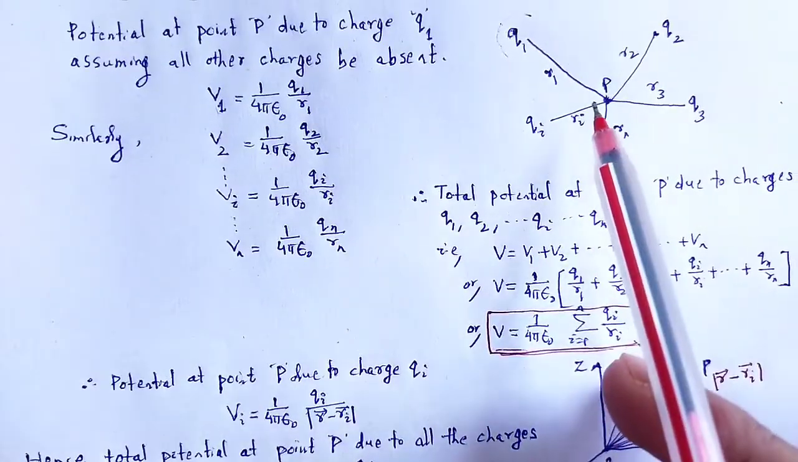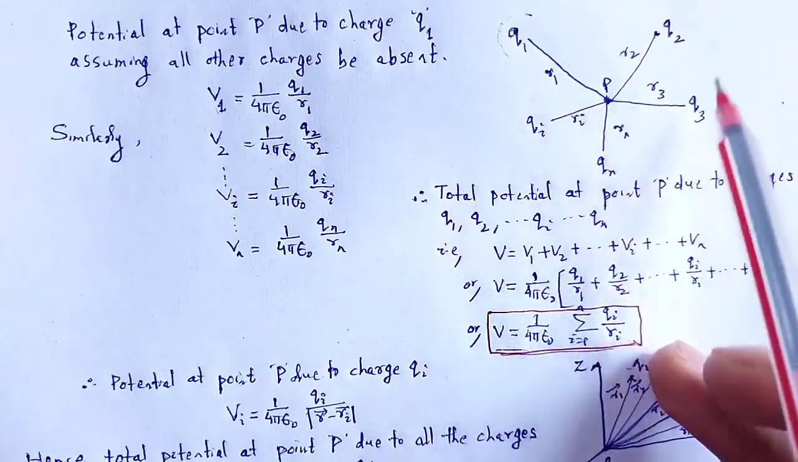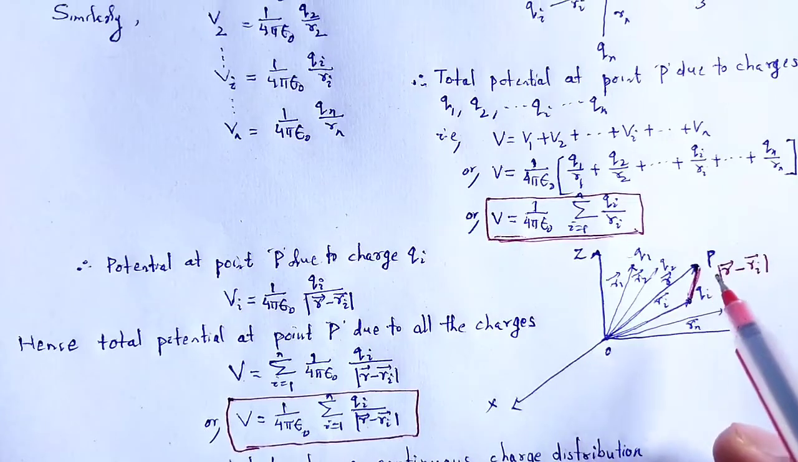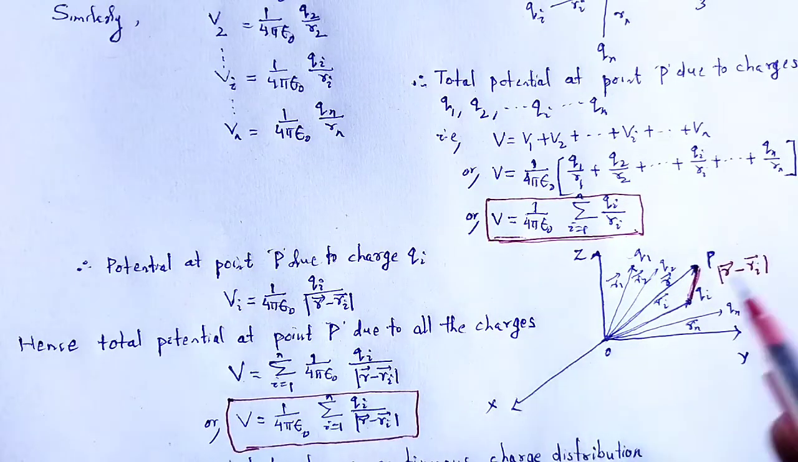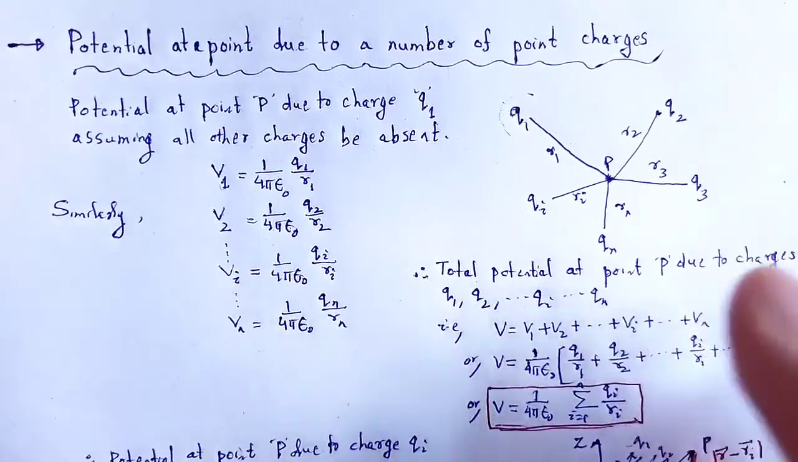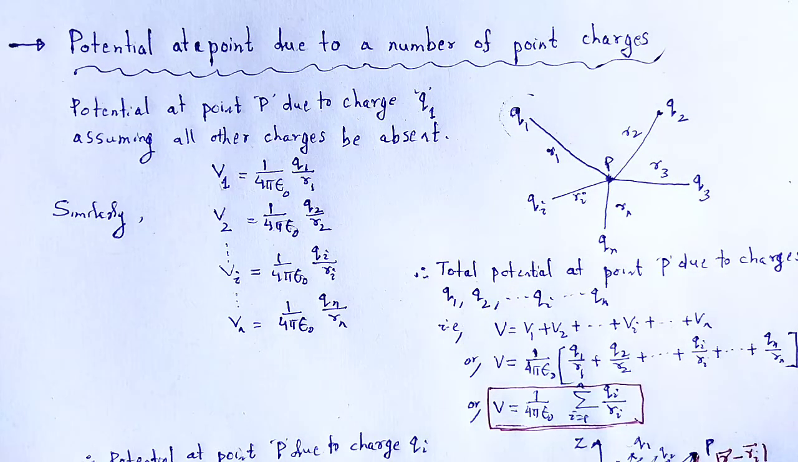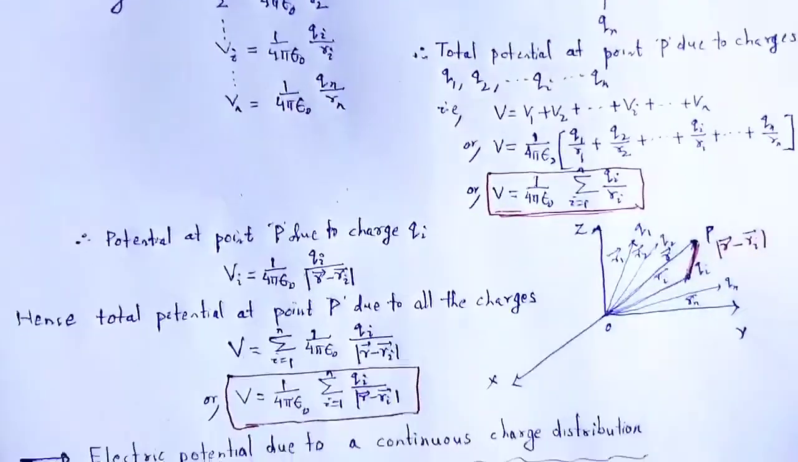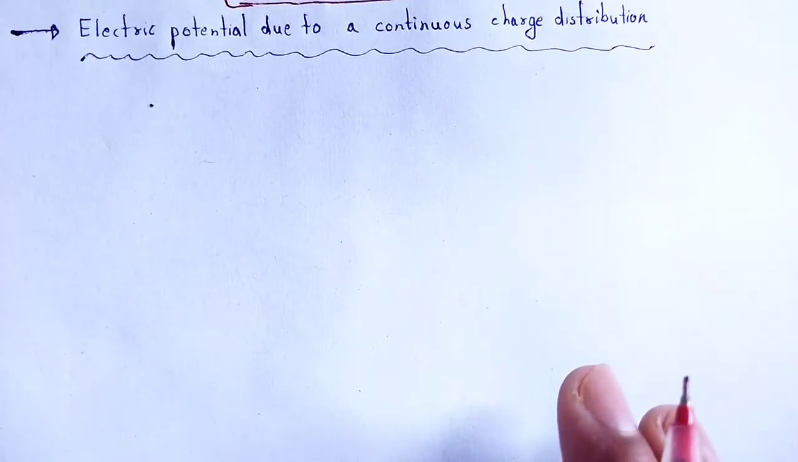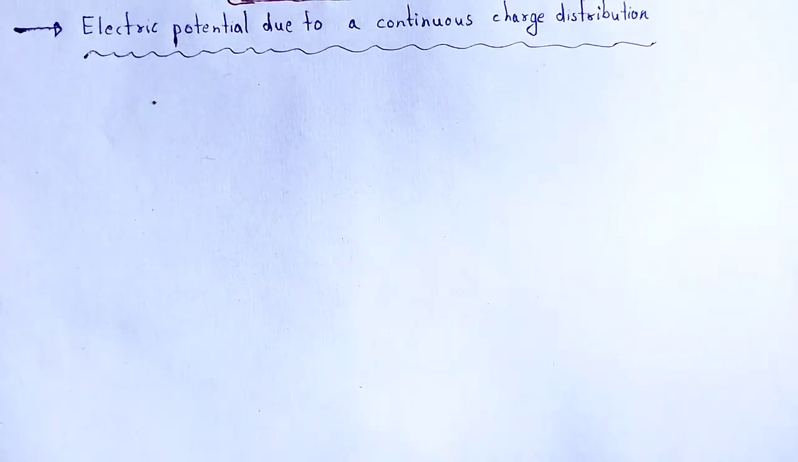Here is the total potential at point P due to all other charges. When these charges are discretely distributed, we have one expression. If these charges are continuously distributed, then what should be the potential at a given point? Another aspect of calculating the potential is the electric potential due to a continuous charge distribution.